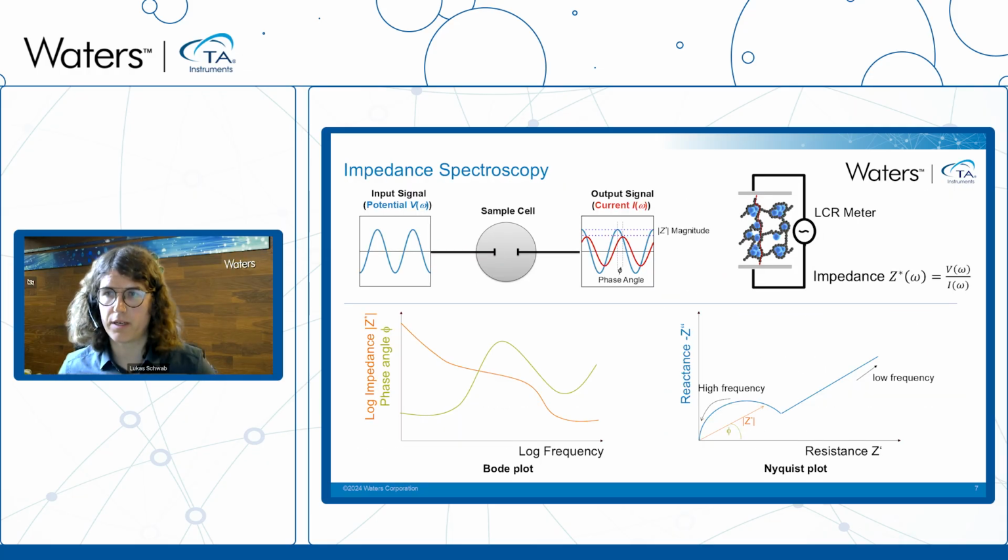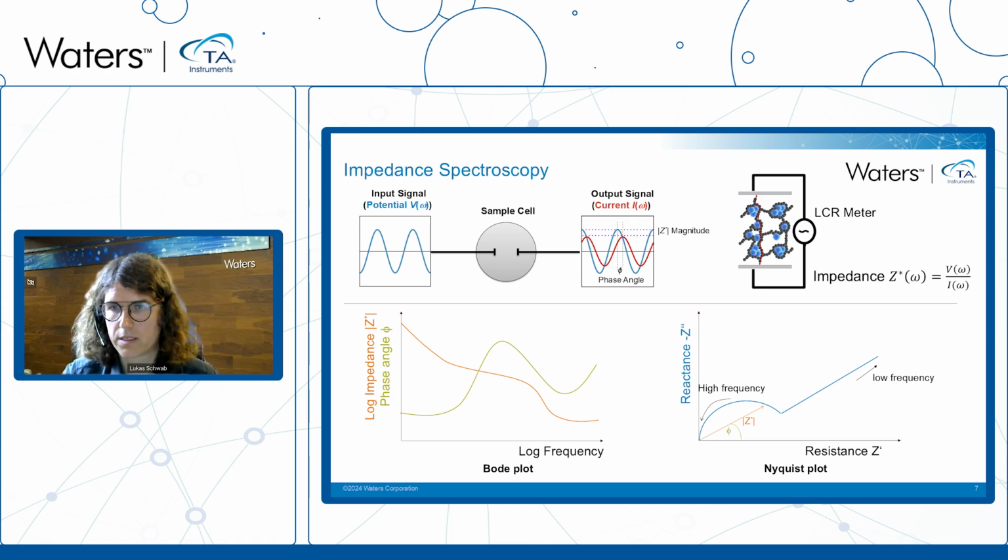Impedance spectroscopy, on the other hand, also uses an oscillation technique. So here we apply an oscillating electrical voltage to our sample, and we measure the current. And this current is also sinusoidal and has the same frequency as our excitation potential, but it is phase shifted and it has a certain magnitude. And when we divide the voltage by the current, we get our measurement signal, which is the so-called impedance.